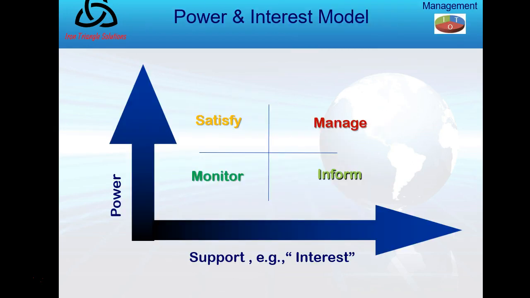That's how I would use that. And there are many other forms of grids that I could use to address stakeholders. So it doesn't have to just be power and interest. It could be power and relevance, right? Power and influence would be another one, that sort of thing.